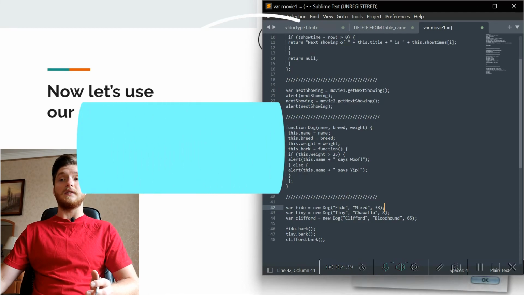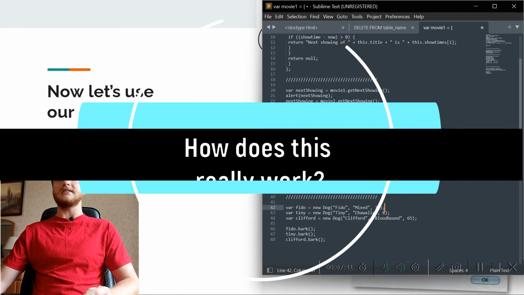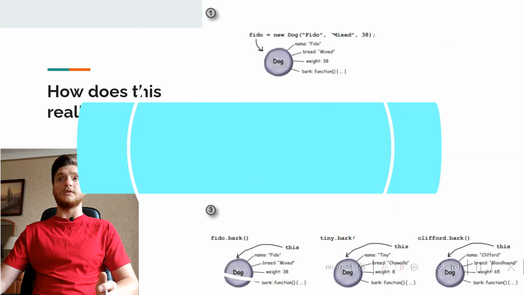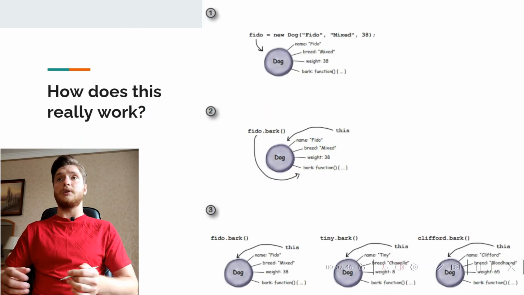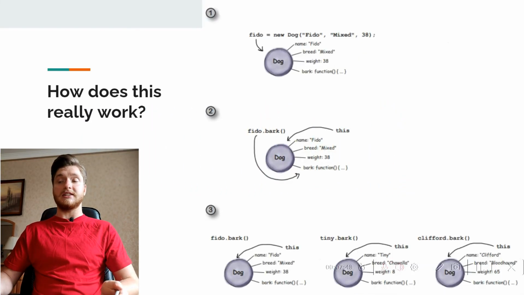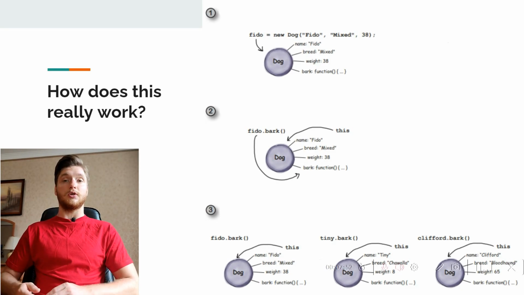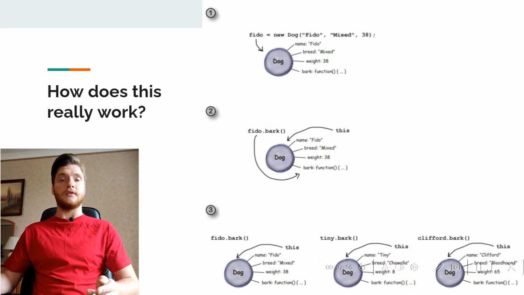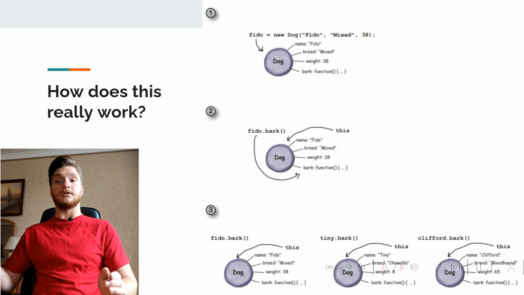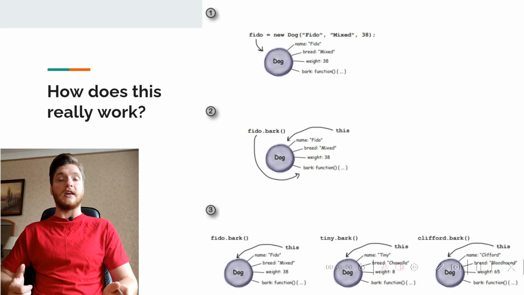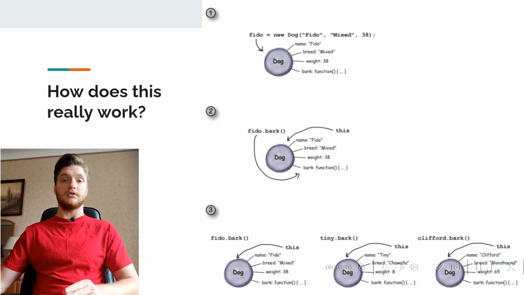How does this really work? Anytime we put this in the code of a method, it will be interpreted as a reference to the object the method was called on. So if we call Fido's bark, then this is going to reference Fido, or if we call it on our dog object Tiny, then this is going to reference Tiny with that method call.